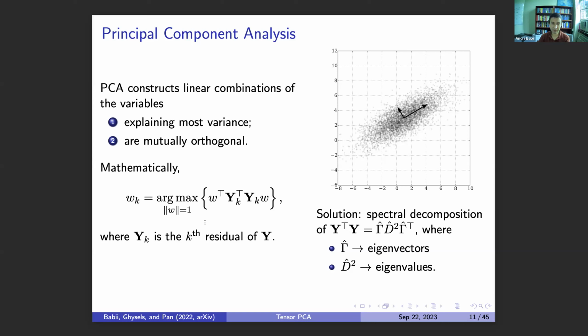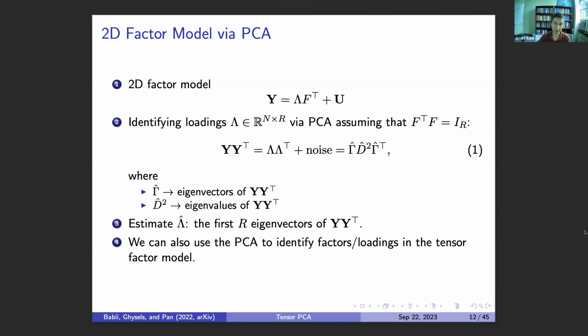And mathematically, we can describe this procedure as follows. We are trying to maximize the variation in the data, subject to the fact that directions are unit norm vectors, and they are also orthogonal. And we know that this problem can be solved using the eigendecomposition of the sample covariance matrix. So we take the sample covariance matrix y transpose y, and we look at our leading eigenvectors. These are our principal components, and the eigenvalues corresponding to these eigenvectors are the scale components.